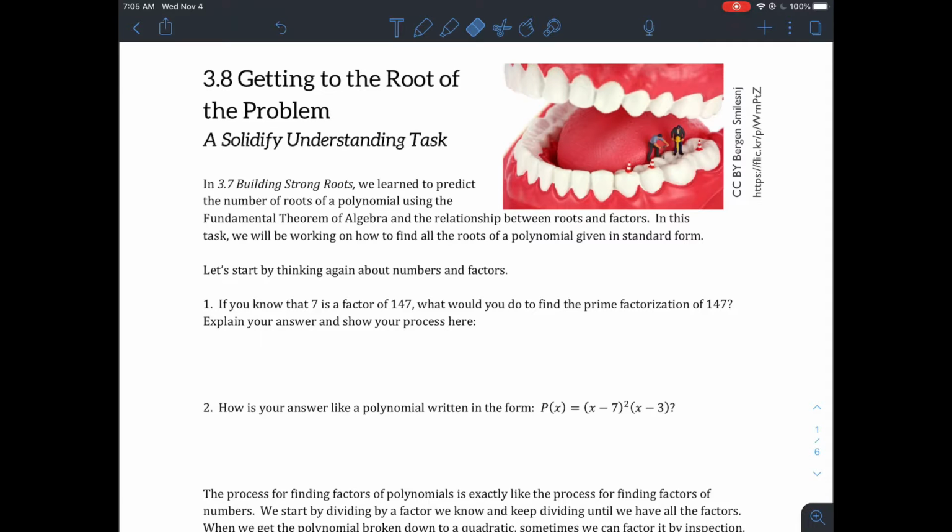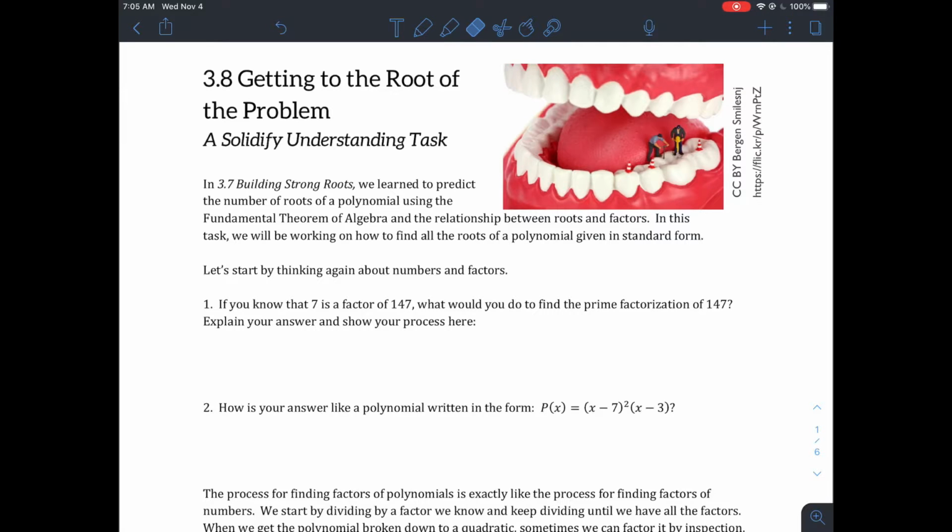Let's try number 1 here. It says, if you know that 7 is a factor of 147, what would you do to find the prime factorization of 147? Explain your answer and show your process here.